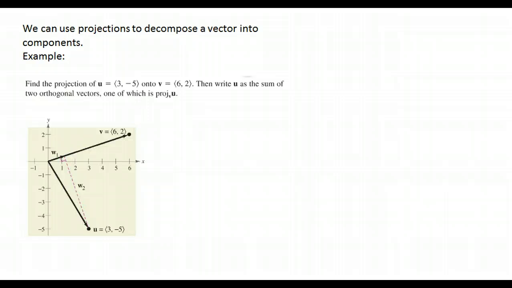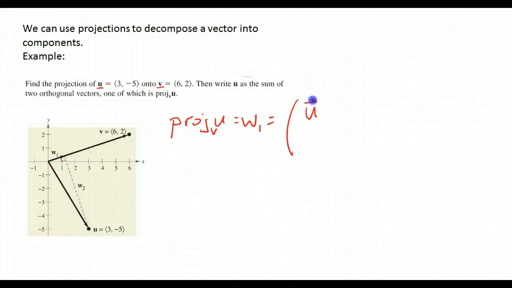So let's use projections to decompose a vector into components. We're going to find the projection of vector u onto vector v, then write u as the sum of two orthogonal vectors, one of which is the projection of u onto v. So that's going to be w1, and then the other one is going to be w2. All right, you ready? We just learned that the projection of u onto v, which is w1, is going to equal vector u dot vector v over the magnitude of vector v squared times vector v.